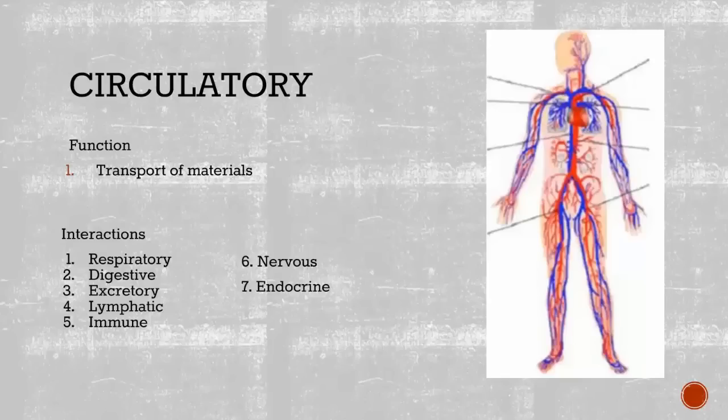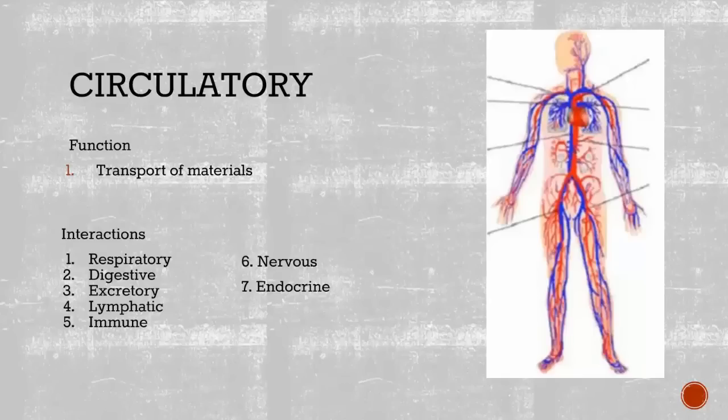And then we have endocrine. Again, another one of those systems that a lot of people don't think about. But your endocrine system is the system that deals with hormones. Okay? So your circulatory system needs to take the hormones throughout the different parts of the body, like adrenaline.